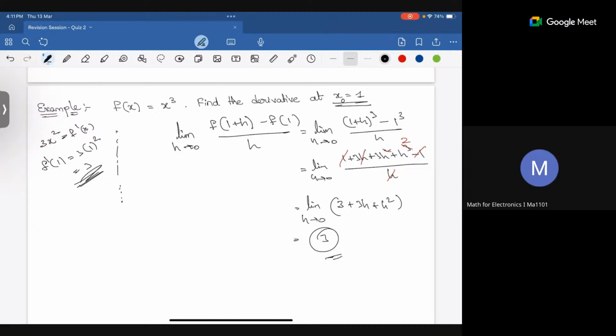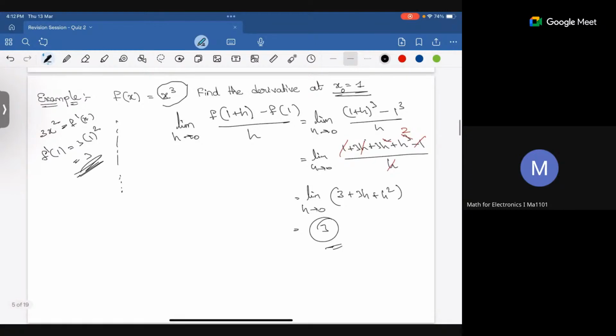Okay, so sometimes this may not be this straightforward, right? Sometimes it can be complicated, where you don't know the direct formula. Then you can use this limit definition. All right, so I hope this is okay.